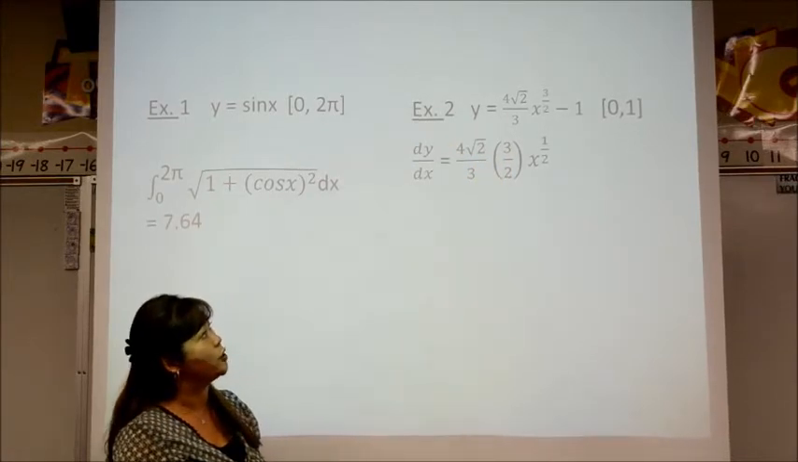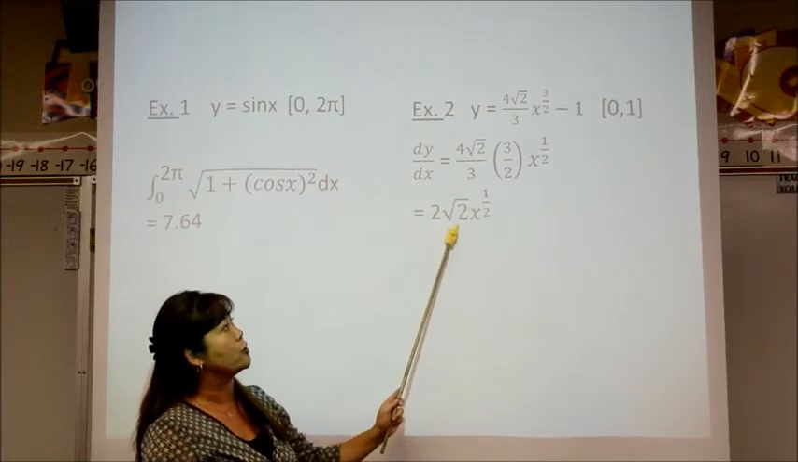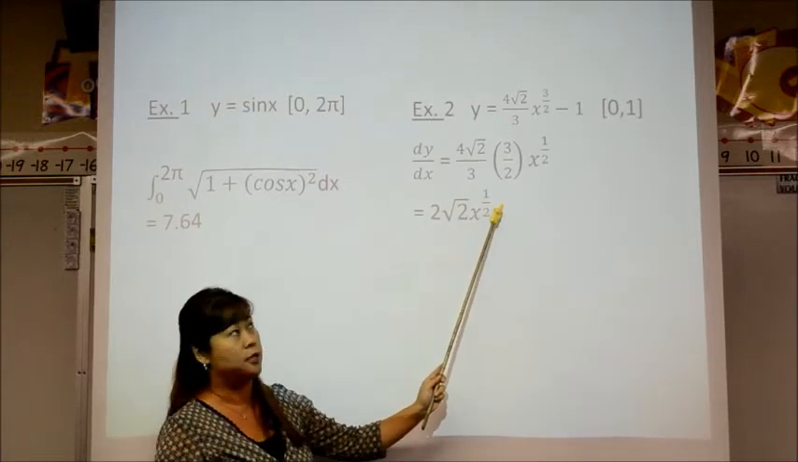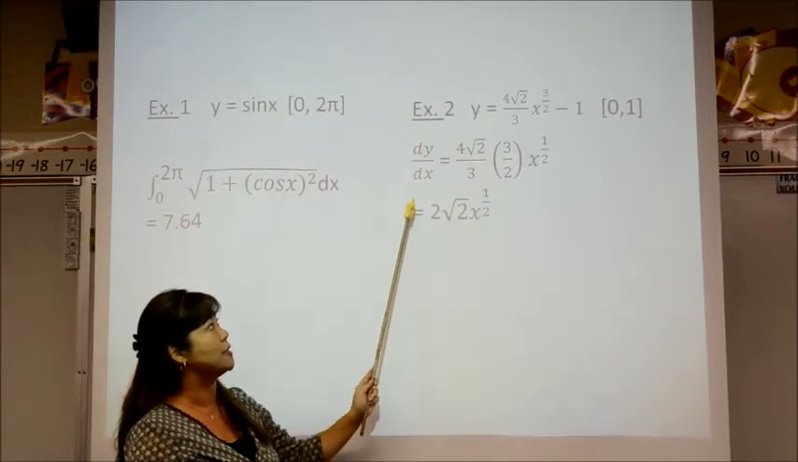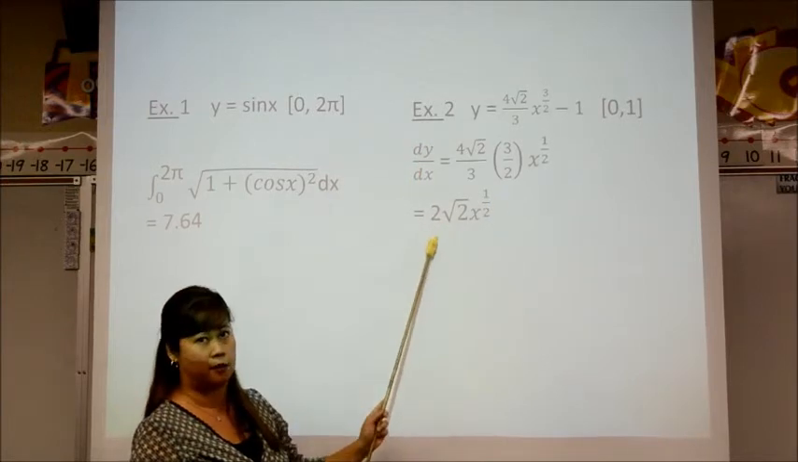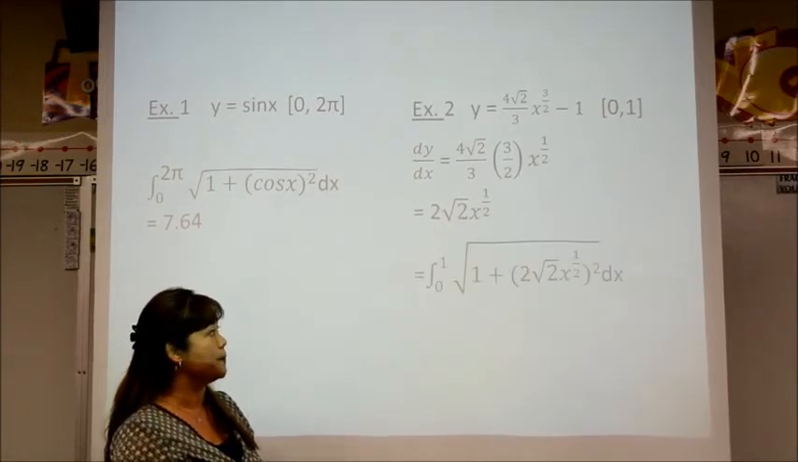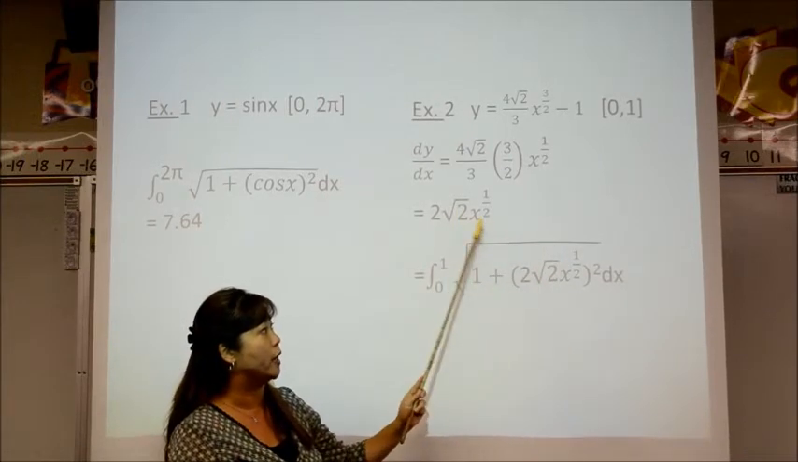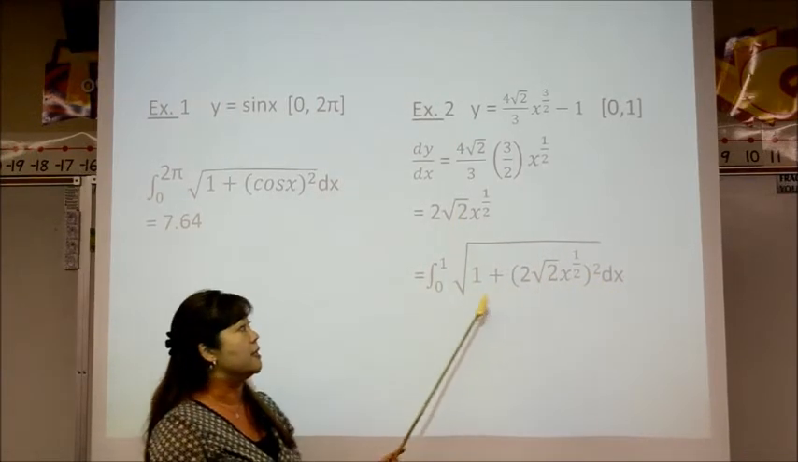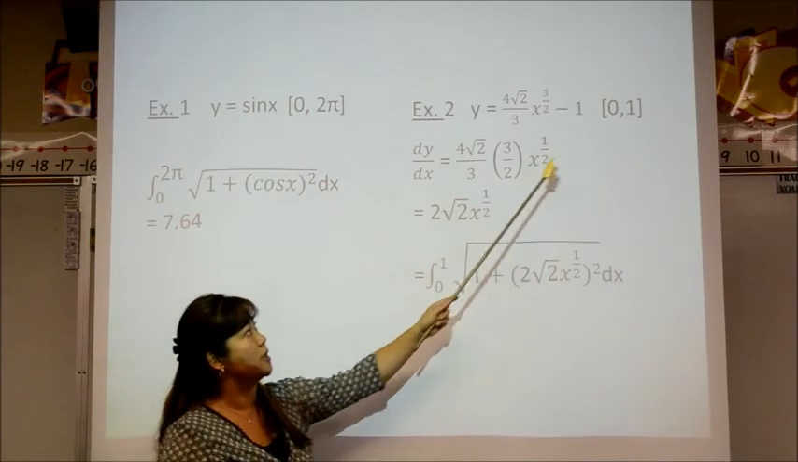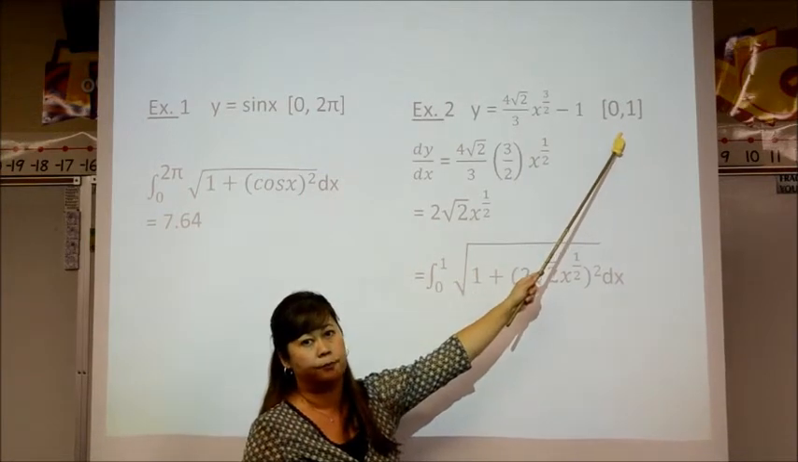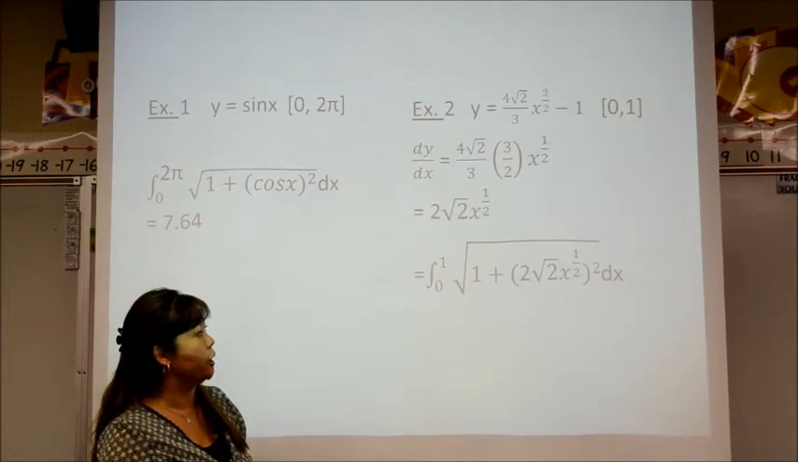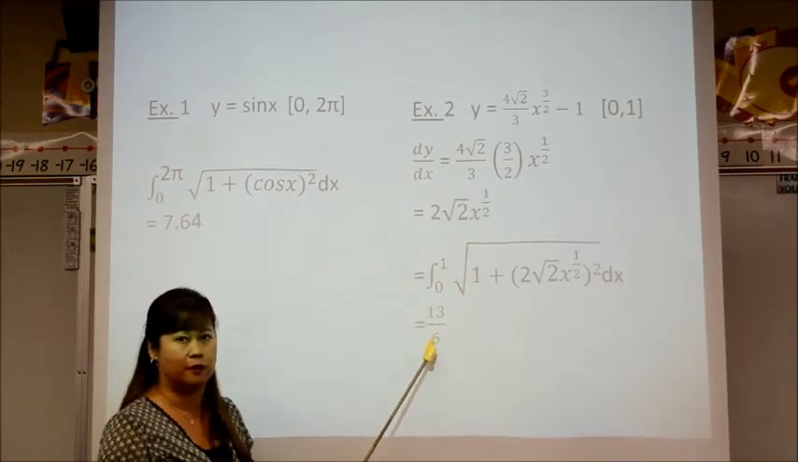Okay, so then when we do that, we're going to get 2 square root of 2, x to the half right there. So now that's the derivative, right? That's the dy over dx part of that. So now let's put it into the formula. The formula is 1 plus the derivative that we just found, squared, dx. And then the limits are from 0 to 1, only again because it's given for us, 0 to 1. Okay? So we put that in the calculator, and the final answer is 13 over 6.